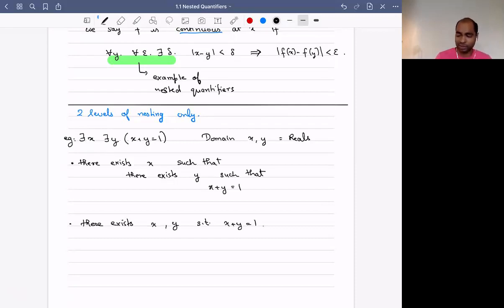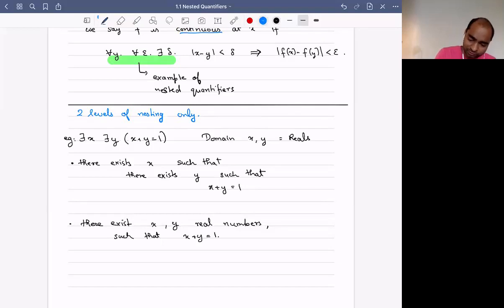And here the domain is real numbers, so I should put that in here. There exists x and y, real numbers, such that x plus y equal to 1. So when you have two there exists, all it is saying is you just put there exists and then each of the variables.